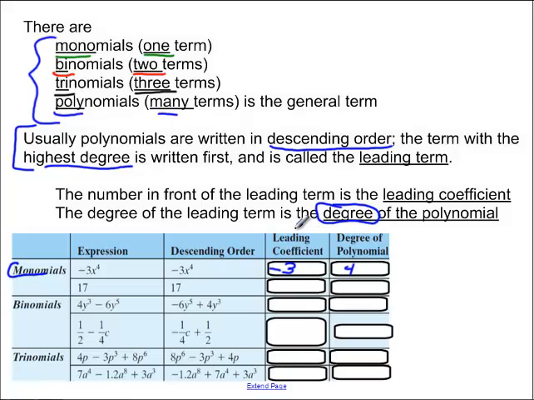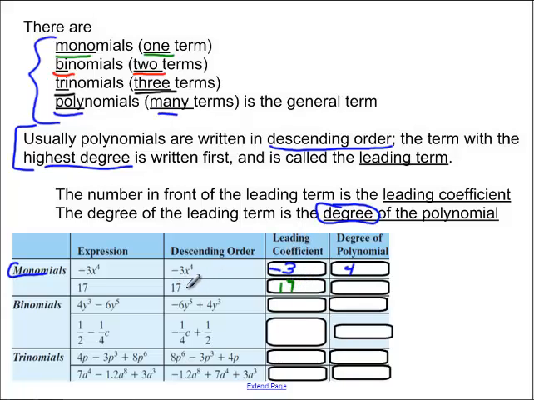All right, now that you had some time to take a look at each of the expressions, they've written the descending order for us, so we don't have to worry about that so much. Now we just have to determine what the leading coefficient is. So what's the leading coefficient for this one here? Well, the leading coefficient is right here. The leading coefficient is the number that's on that leading term. There's only one term there, so that's the leading term.